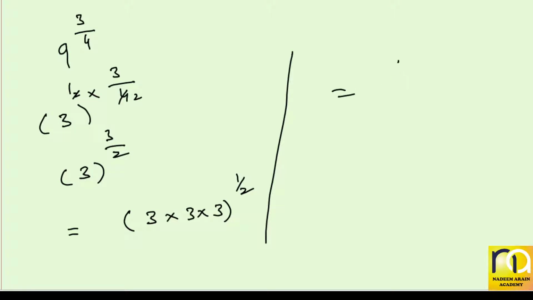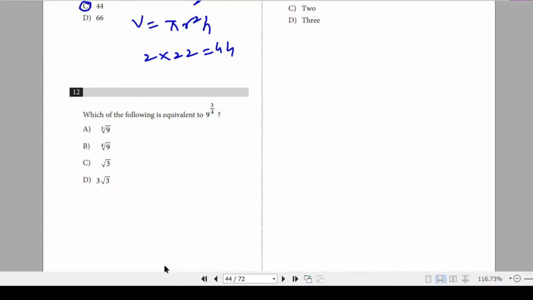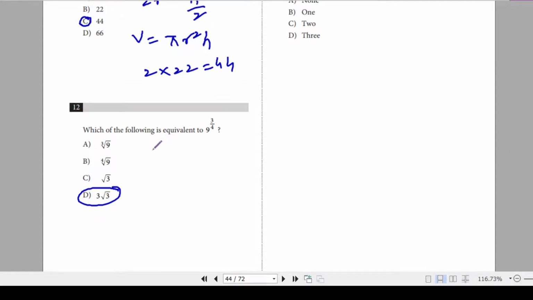So, if I want to write it in square roots, then I'll write it like this. So, 3 and 3's pair will be out. And this 3 under root 3 will be my answer. That's it. Your answer is 3 under root 3. That is D. If you have any problem in these exponent things, then you have to go back to the exponents topic, where we have explained everything regarding radicals and exponents.